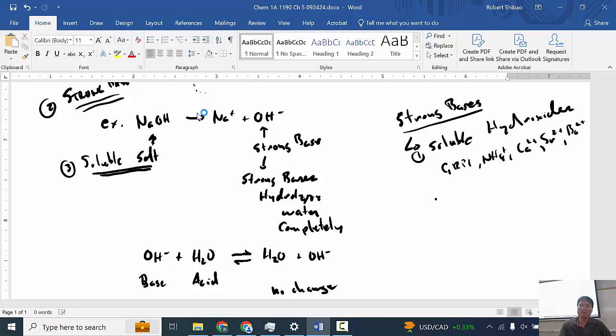And so an example would be calcium hydroxide. Calcium hydroxide would be considered a strong base. But what about something like iron 3 hydroxide? Iron 3 hydroxide is not considered a strong base. This would be more of a weak base, even though it has more hydroxide.